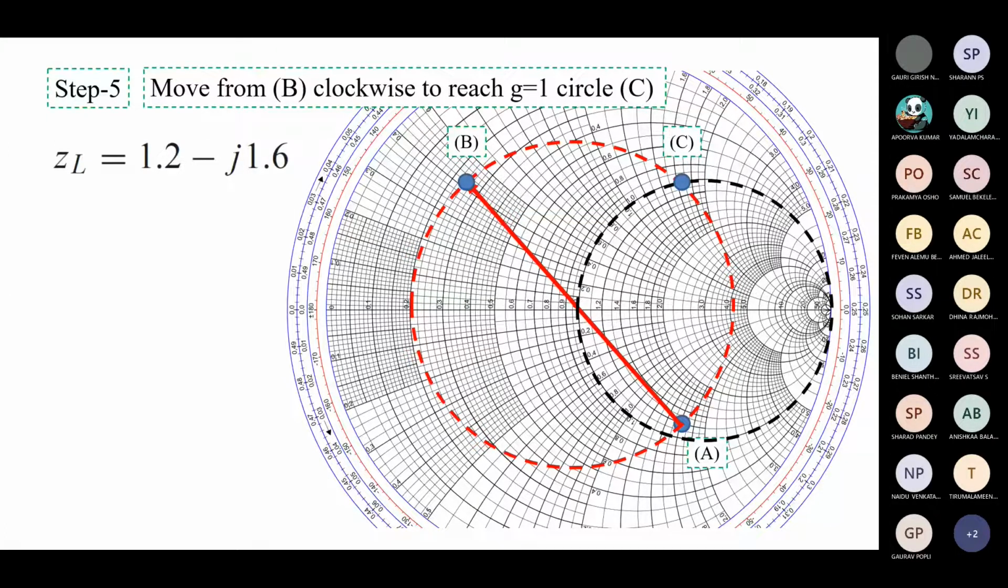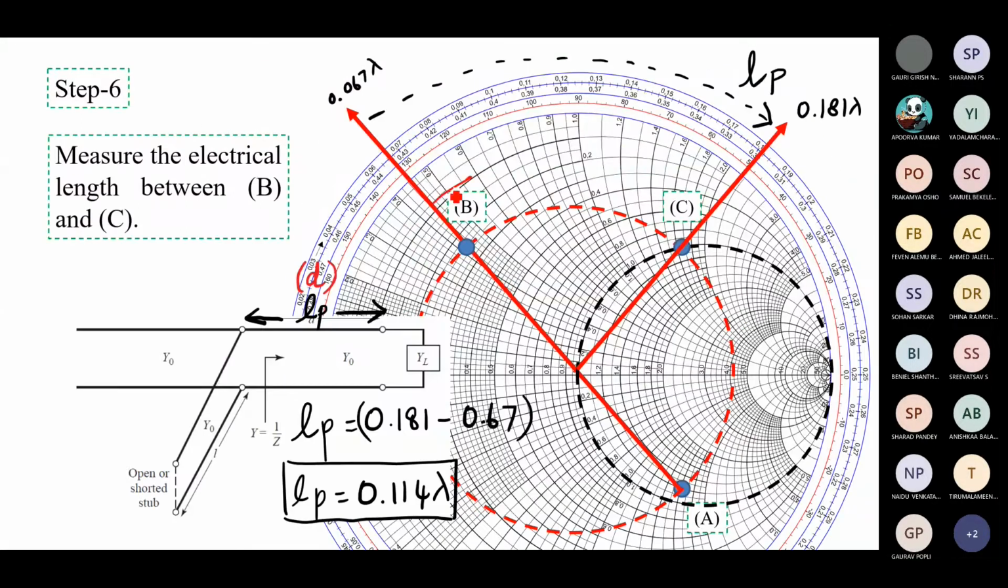So now you can see that this is the YL point, and this is the point where this VSWR circle and the unit circle are meeting. We are supposed to move this particular point from here to here. That is our job. In order to move it, we can't simply move, we have to move according to the electrical length lambda.